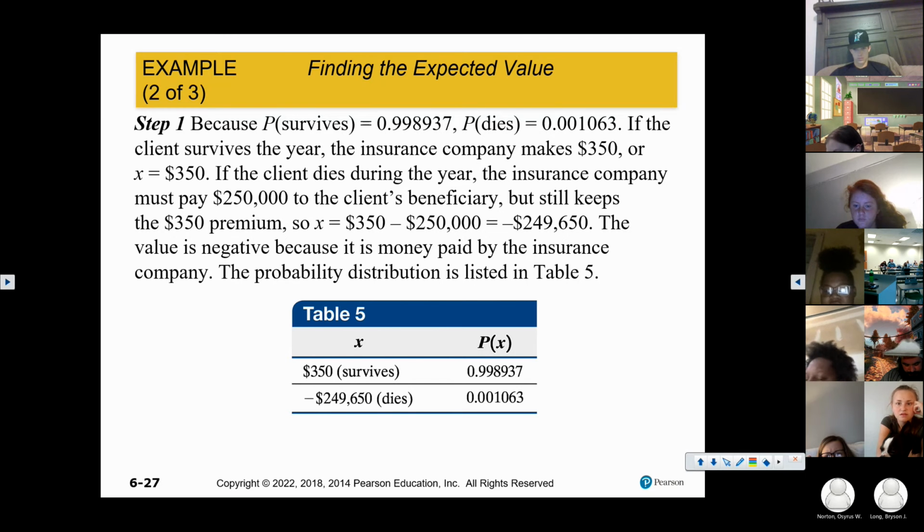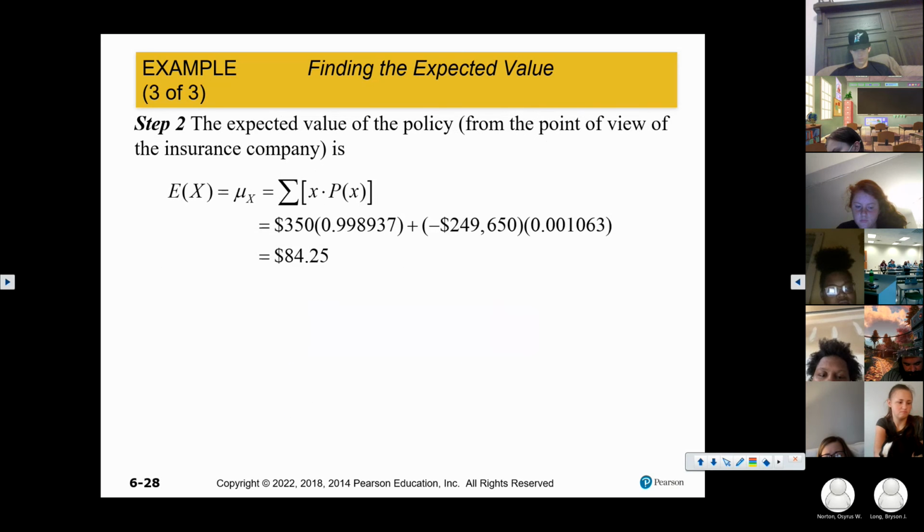Oh, okay. All right, so 350 times 0.998937 plus negative 249,650 times 0.001063, and that comes out to be $84.25. It could be $8.05. As long as it's positive, that means the company is making a profit. If it's negative, that means the company needs to readjust the premium because they're not making any money.